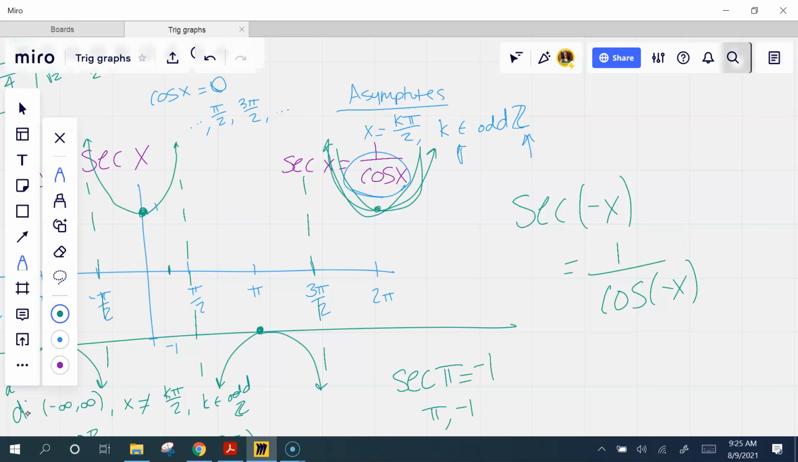Square root of 2 over 2. What is the cosine of negative pi over 4? Square root of 2 over 2. In fact, it doesn't matter if it's positive or negative. It's going to be the same thing. It's not going to change. So this is going to be equal to 1 over cosine x, which is secant x. So it stays exactly the same, which means it's an even function. Even, yes.